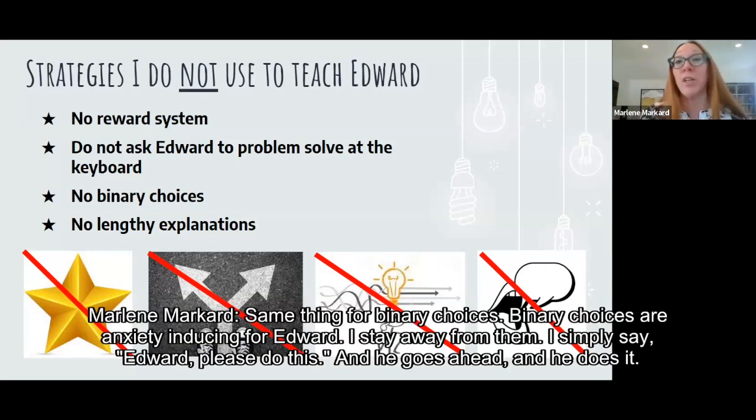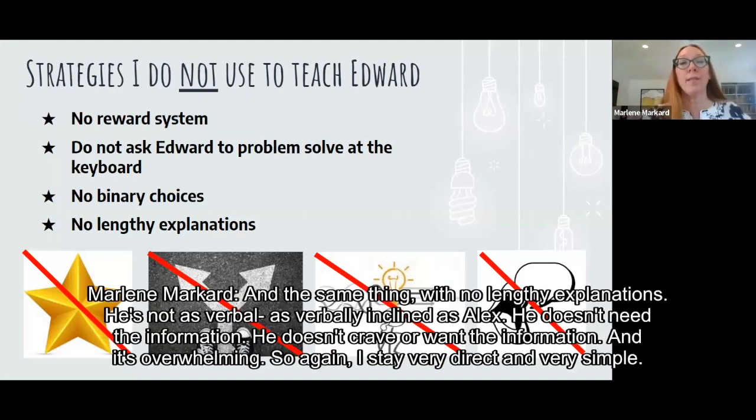Same thing for binary choices. Binary choices are anxiety inducing for Edward. I stay away from them. I simply say, Edward, please do this. And he goes ahead and he does it. And the same thing with no lengthy explanations. He's not as verbally inclined as Alex. He doesn't need the information. He doesn't crave or want the information, and it's overwhelming. So again, I stay very direct and very simple.